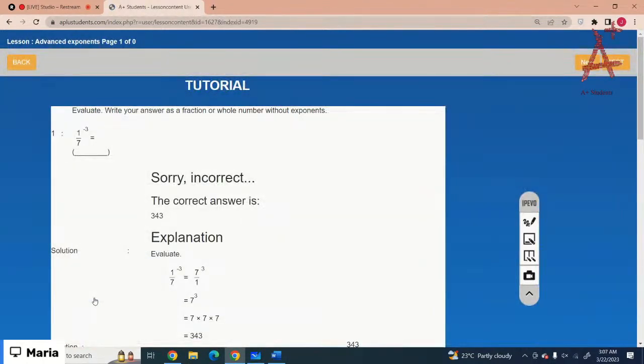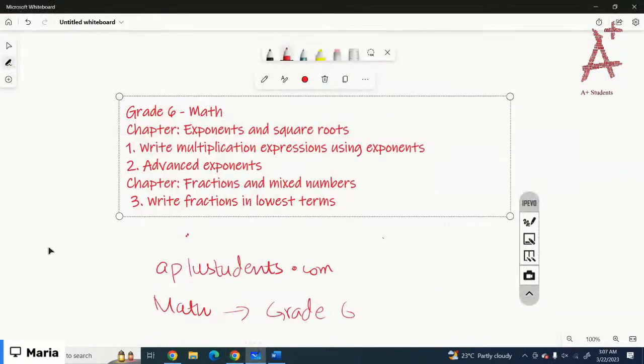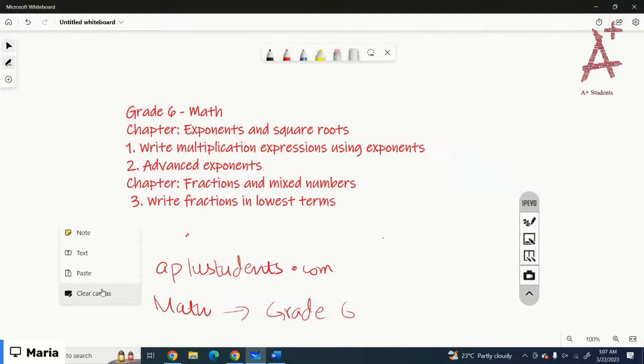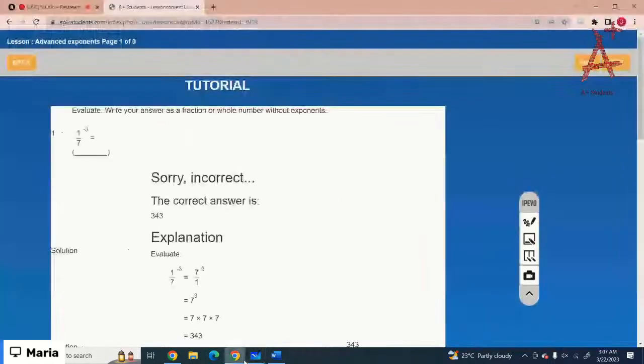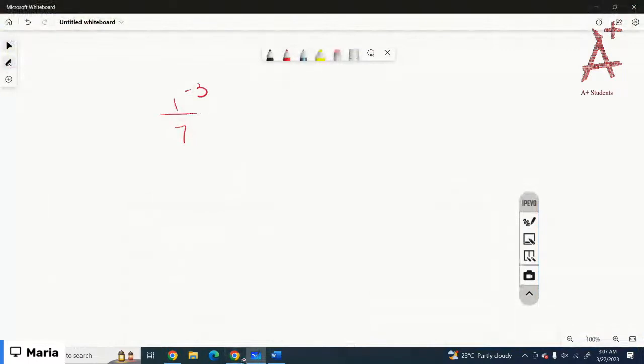Okay, evaluate, write your answer as a fraction or whole number without exponent. So it would be 1 over 7 exponent negative 3. So basically the negative 3 is the exponent of both the numerator and denominator. It would be 1 exponent negative 3 and 7 exponent negative 3. 1 exponent negative 3 is the same.